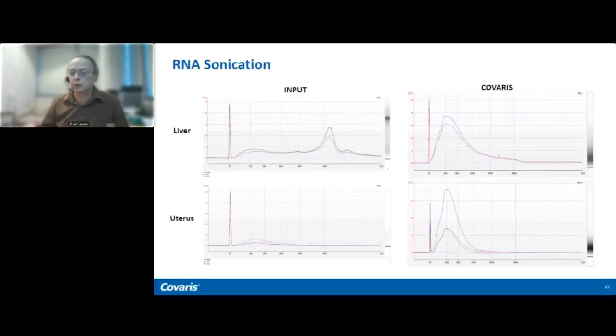So does this actually work? We collaborated with Covaris on this. This was some of the very earliest pilots we did several years ago now, where we had different input amounts, whether they were from liver or from uterus with high and low amounts of input. And post-sonication, we ended with a single peak running around 200 base pairs.